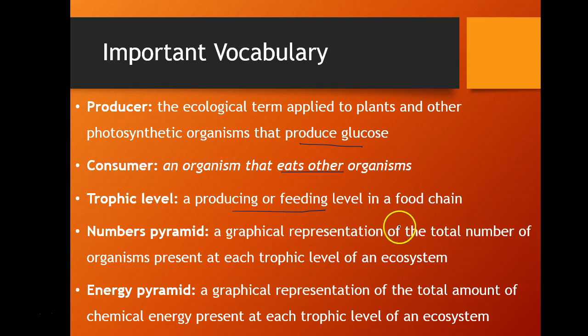We have the numbers pyramid, which is a graphical representation of the total number of organisms or the population present at each trophic level of an ecosystem. And then we have the energy pyramid, which is similar to the numbers pyramid, but what we're looking at is the amount of chemical energy present at each trophic level of an ecosystem.